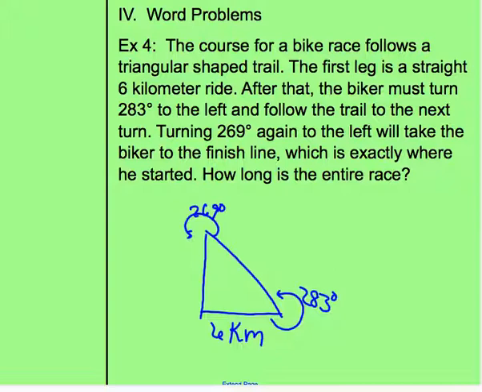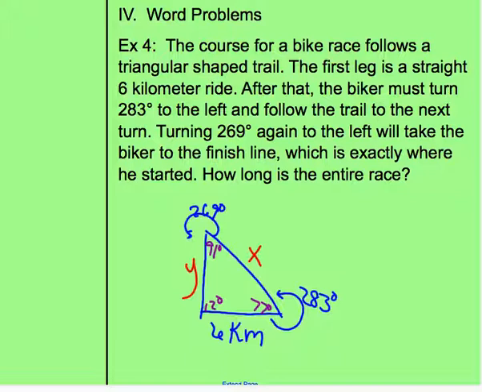So taking 360 and subtracting 283, we get 77 degrees. Taking 360 and subtracting 269, we get 91 degrees. And using the triangle sum theorem, our third angle is 12 degrees. So my picture is real accurate here. Now we can use law of sines to solve for the side lengths. So we'll need x and y.